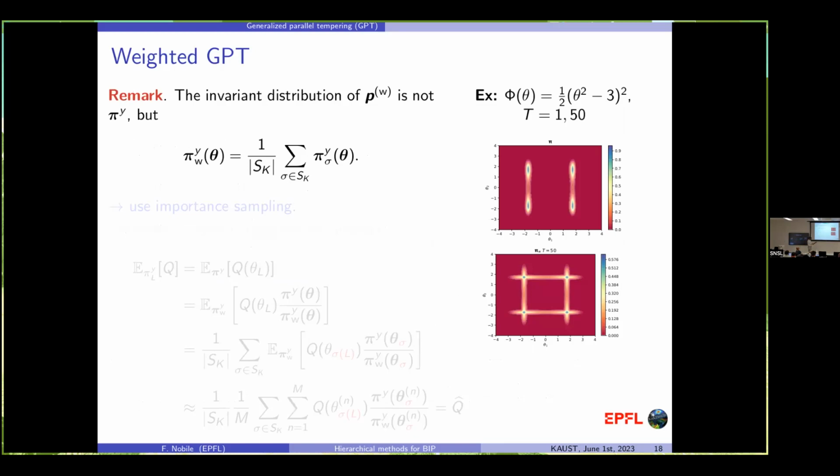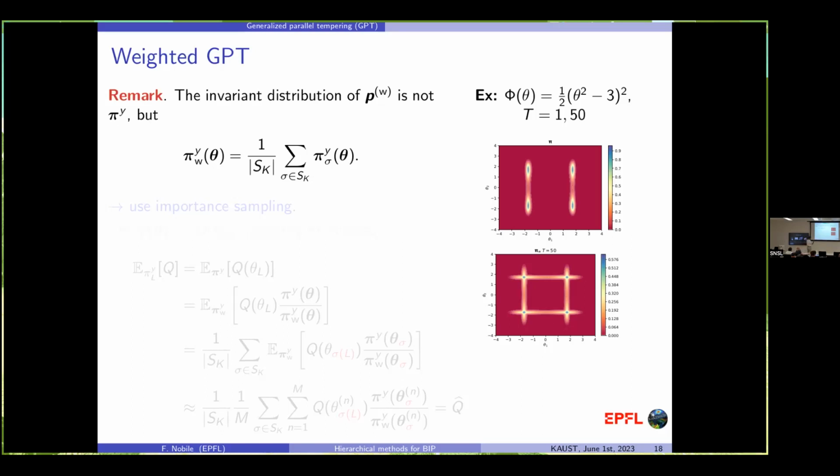So if those are two temperatures, what you should imagine here is that in this horizontal direction, my density is highly localized in those two modes. In the vertical direction, I have tempered this density, so it becomes flatter. There is a channel between those two modes. When I symmetrize in this way, this symmetrized joint density becomes this one. Okay, so it's invariant by the permutation of the states now because of this construction.